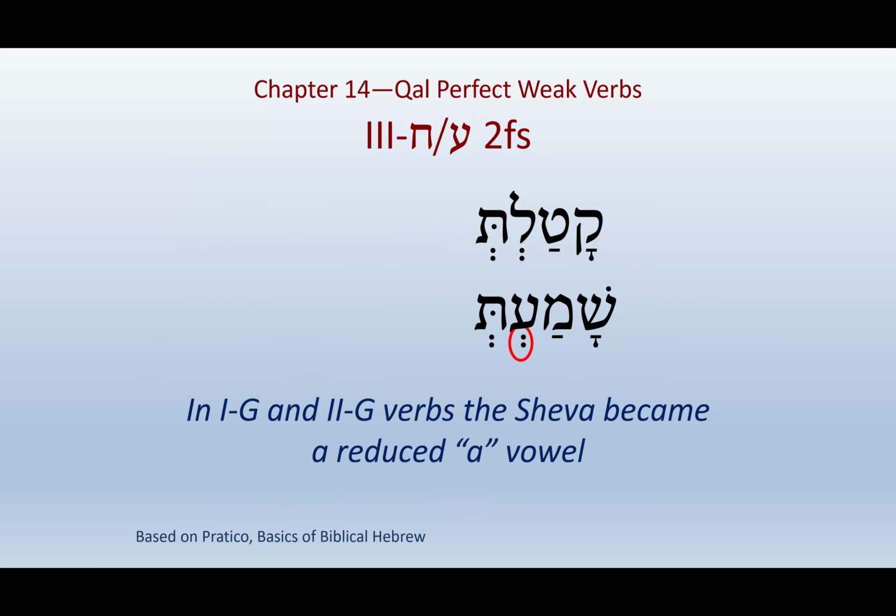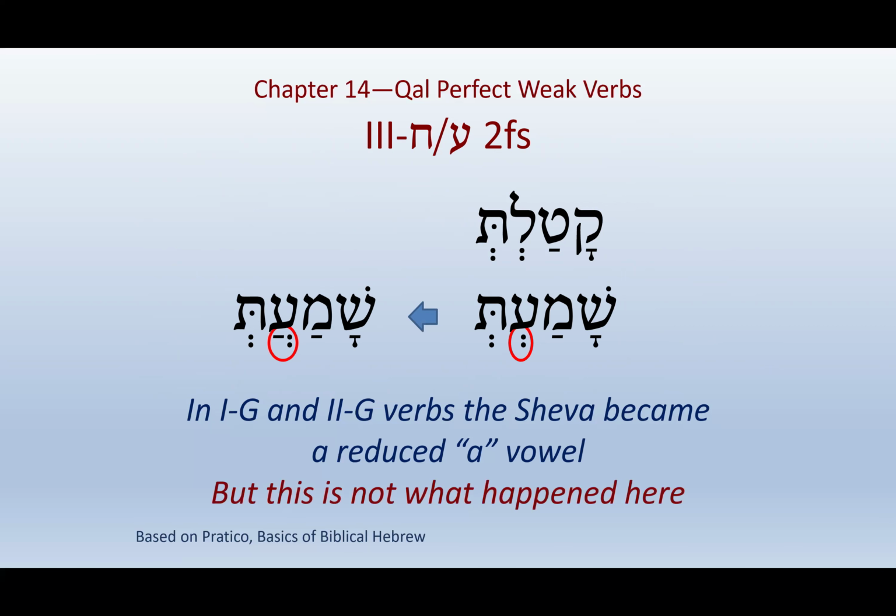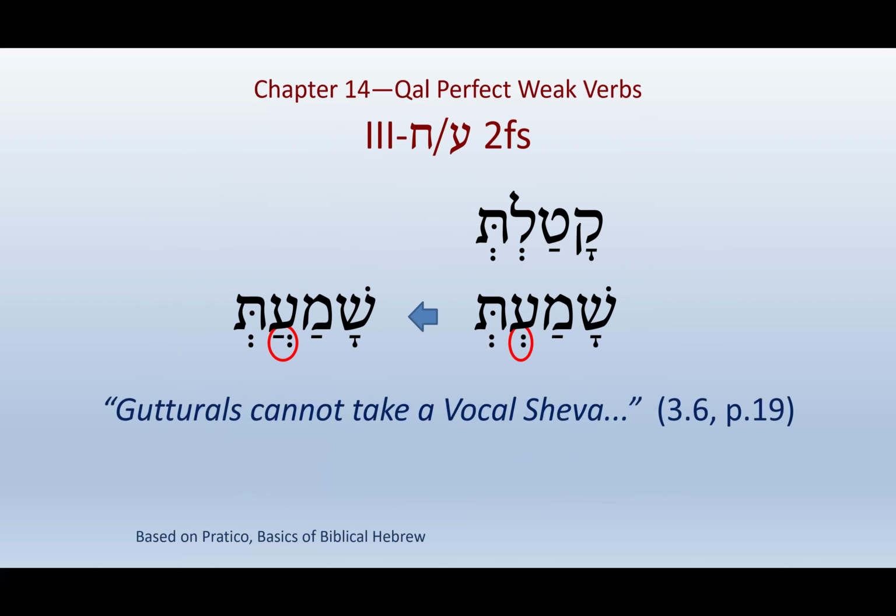I'm sorry, that is not a vocal schwa. I just said the whole thing wrong here. Both of those schwas are silent schwas, but we know that the gutturals prefer an A vowel. So you might consider doing shama'at, but that's not what we have in the book. This isn't what happened here. Gutturals cannot take a vocal schwa. We learned that, but this is not a vocal schwa. So now we have an arrow here. Of course, this is not a vocal schwa either.